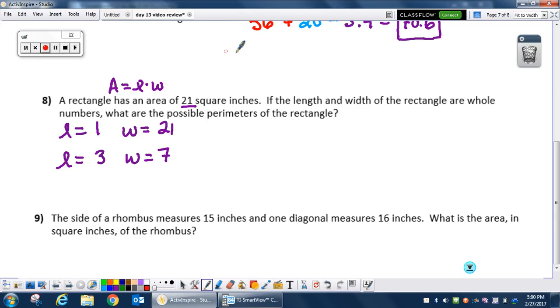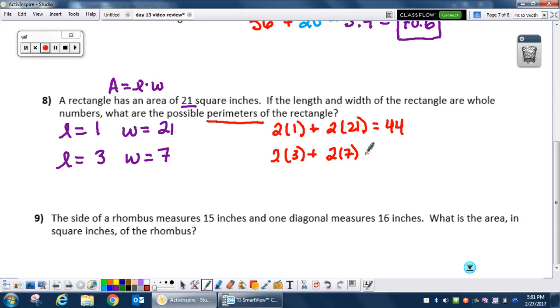So what you have to do now is find the perimeter using the 1 and the 21. That would be 2 times 1 plus 2 times 21, which is 44. Okay, and then you would do 2 times 3 plus 2 times 7, which I believe would get us to 20. So our possible perimeters would be 44 and 20.